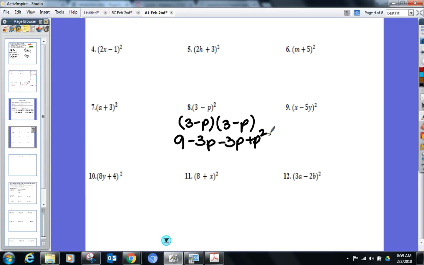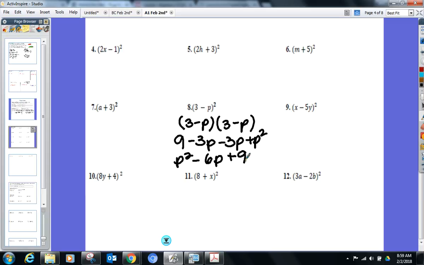Yep. Guess what I'm going to ask you for? Standard form, yep, if you can. So p squared over here. Combine the two middle terms, you end up with negative 6p. And then what's my last term? Plus 9. We okay? Any issues?